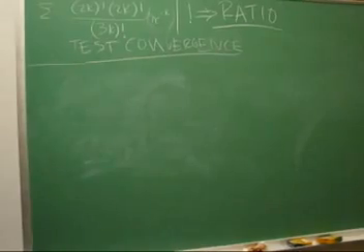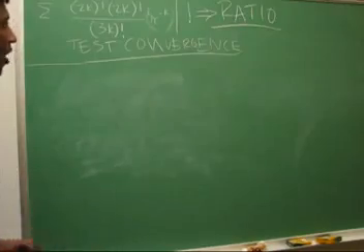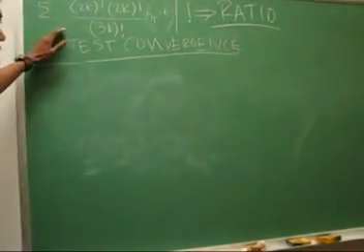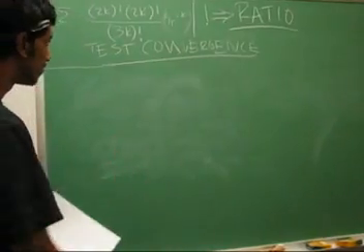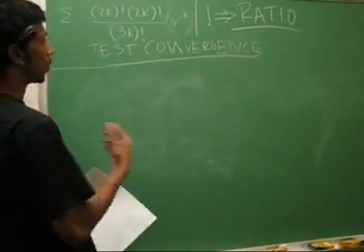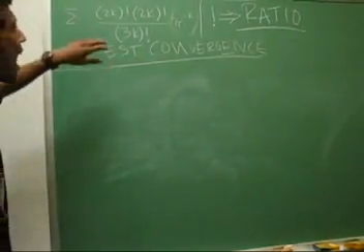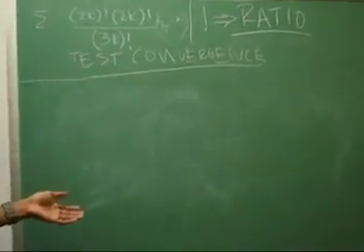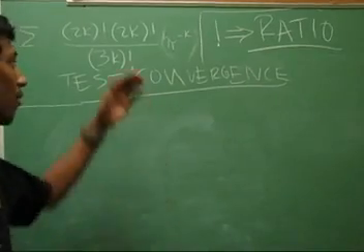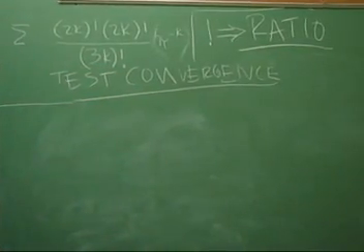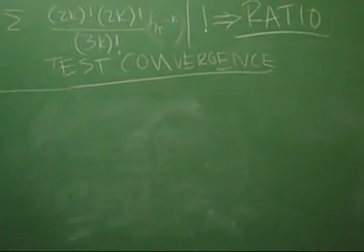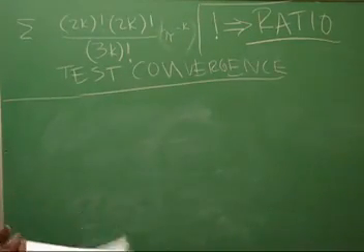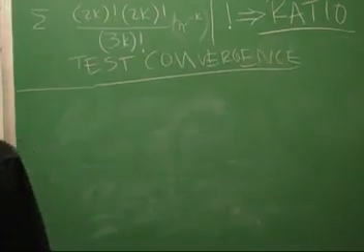Alright, so now that we know we have to use a ratio test for this problem, let's start with the procedure. The procedure for the ratio test is you have to replace k with k plus 1, then multiply by the reciprocal of the problem, cancel everything out, then take the limit and use the ratio test criteria to determine if it converges or diverges. Alright, so let's get started.